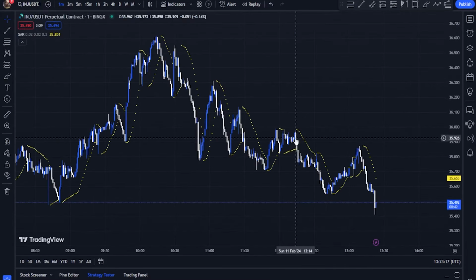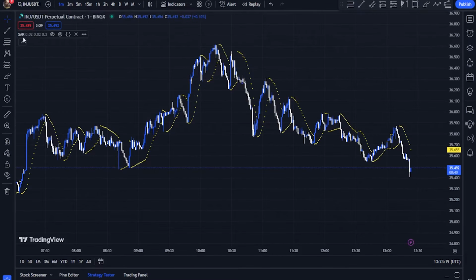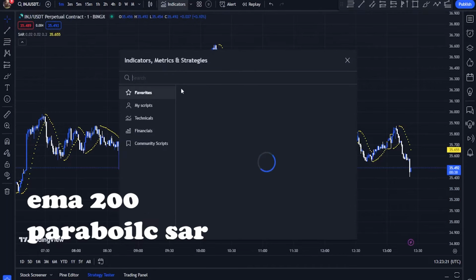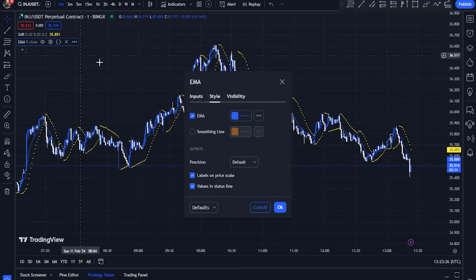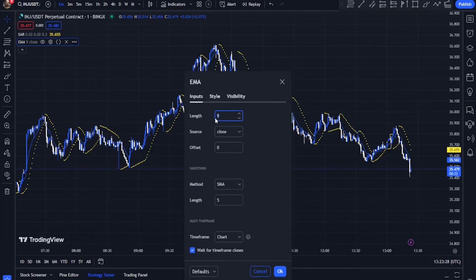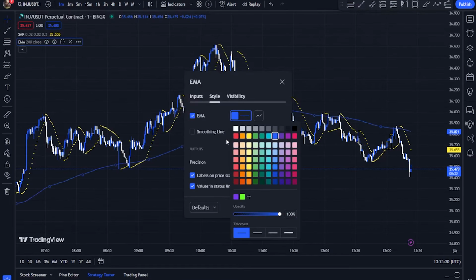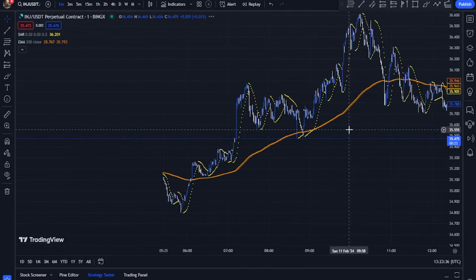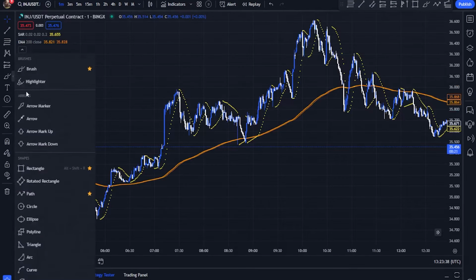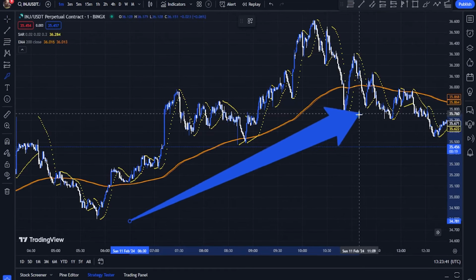EMA 200 and parabolic SAR. By adding the exponential moving average with a time period of 200, the long-term trend and the main direction of the market are better recognized. When the price is above the 200 EMA, the main trend is up. In this case, only buy signals will be valid. When the price is below the 200 EMA, only sell signals are considered.